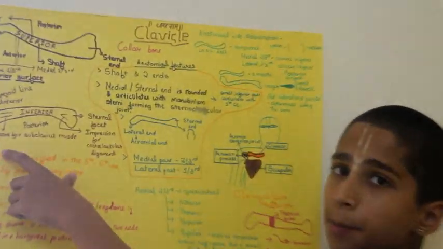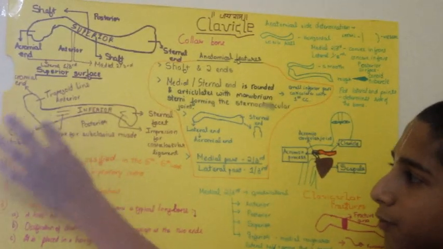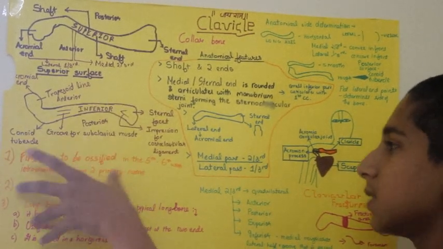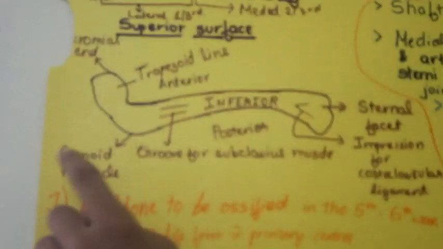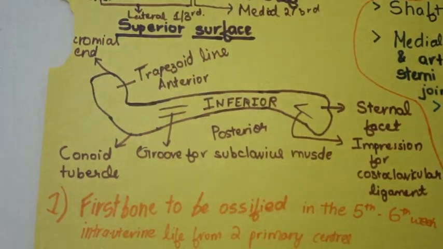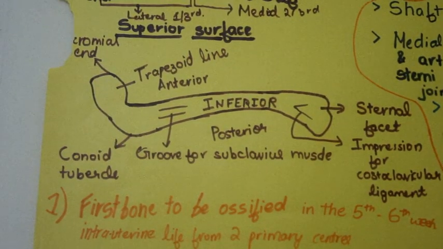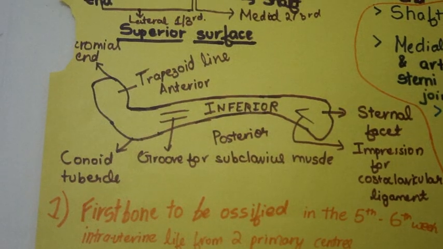This is the groove for the subclavius muscle. Over here we have two lines that are shown here. It's not exactly like this, but this is the groove for the subclavius muscle. This is the conoid tubercle here. You have a small tubercle-like thing here. This is called the conoid tubercle. So this is the first bone to be ossified in the 5th or 6th week of intrauterine life.